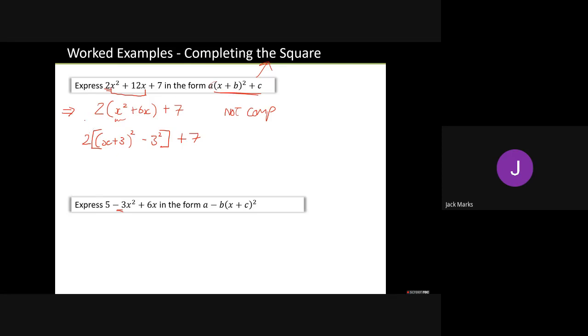Now, when we clean up, we need to apply this over here and over here as well. So the 2 just sits in front of the bracket being squared. This here is 9, so minus 9, multiplied by 2 is minus 18. Finally, you simplify with the 7. So 2 lots of (x plus 3) squared minus 11.